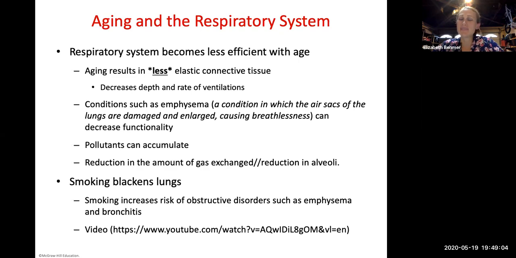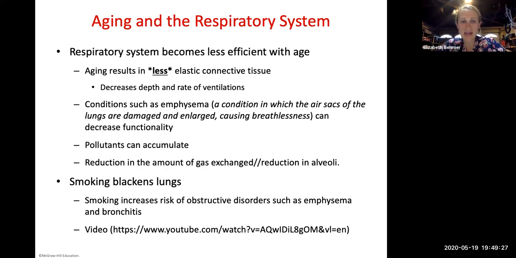Conditions such as emphysema can decrease functionality, and emphysema is a condition in which the air sacs of the lungs are damaged and enlarged, causing breathlessness. It never feels like you can get a breath in because the alveoli have become enlarged, so there's never enough air to fill them up to go into the capillaries for adequate oxygen.